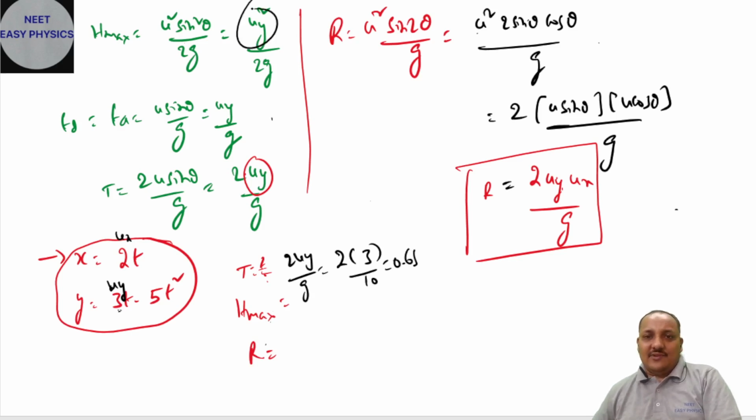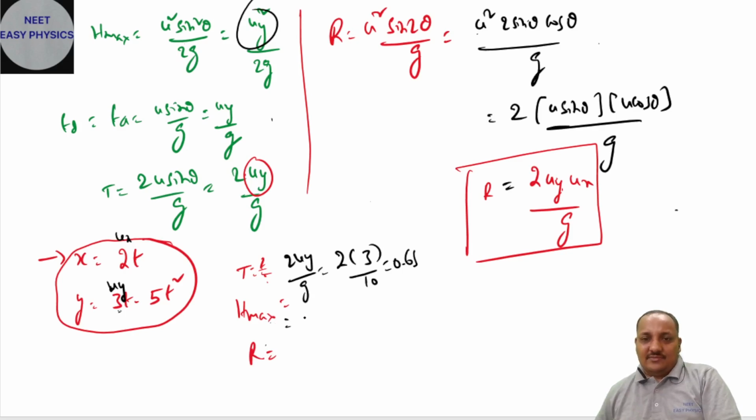Maximum height. What is the maximum height formula? Uy square by 2g. Correct? What is uy? 3. So 3 square by 2 into 10. So 9 by 20. Isn't it? 9 by 20 means how much will you get? 0.9 by 2, 0.45. Correct? 0.45.